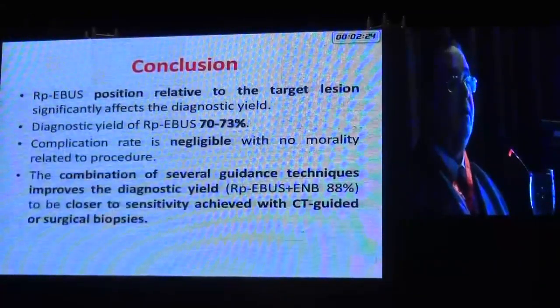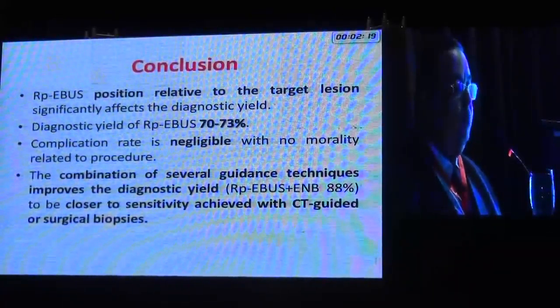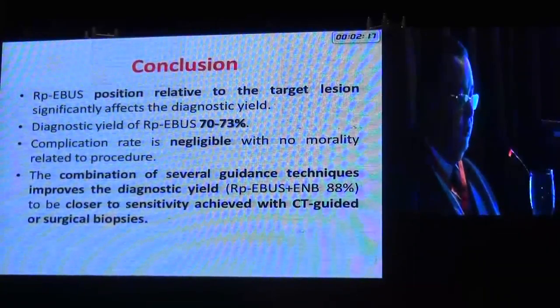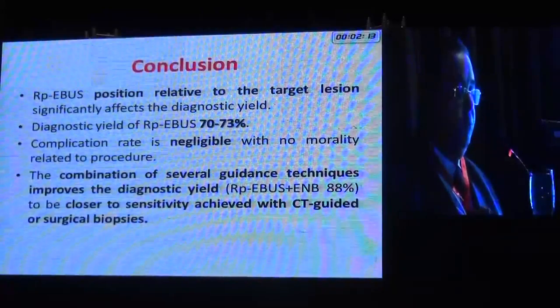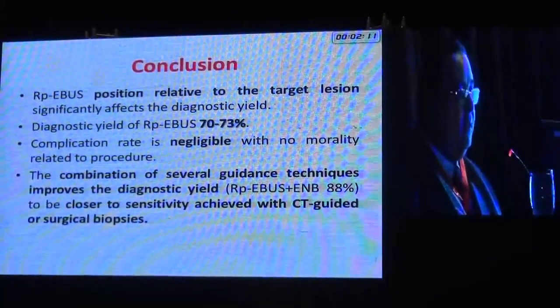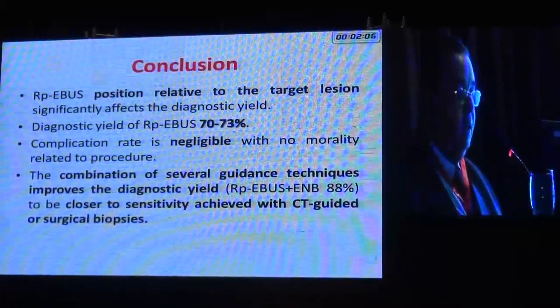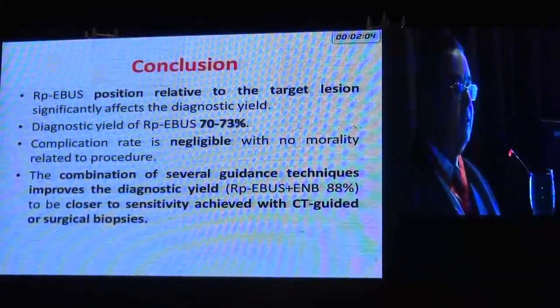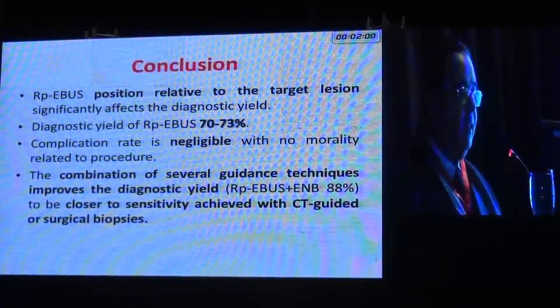With the radial probe EBUS positioned within the tumor, you can reach a higher diagnostic yield than when it is adjacent to the tumor. The diagnostic yield with the radial probe EBUS ranges between 70 and 73%. There are negligible complications, and no mortality was recorded in any procedure. The combination of several guidance techniques improves the diagnostic yield closer to the sensitivity achieved by CT-guided or surgical biopsies. Thank you very much.